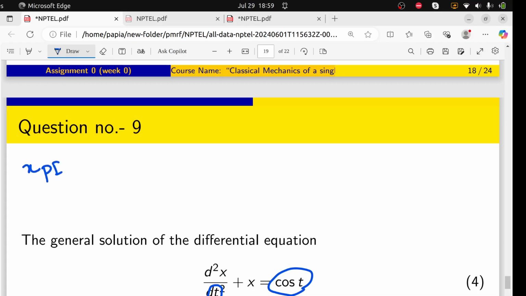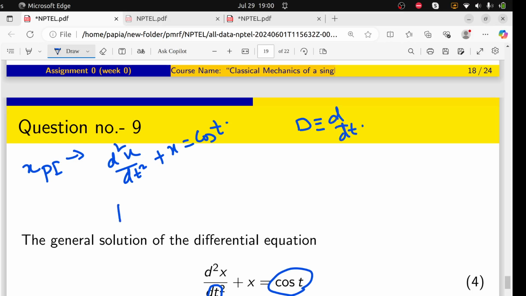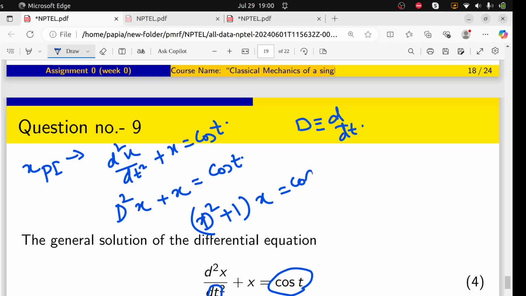so for x PI, what do we need? I am going to write here d²x/dt² plus x equals cos t. Now I am mentioning one capital D, which is d/dt. So this is nothing but D² of x plus x equals cos t. So I can write it like D² plus 1 of x equals cos t. So x is cos t divided by D² plus 1. Now this x means x PI.